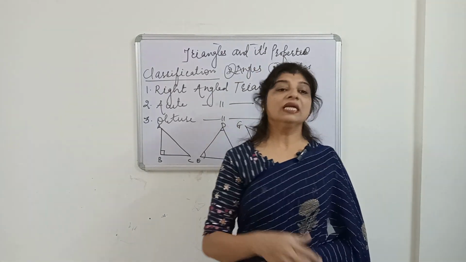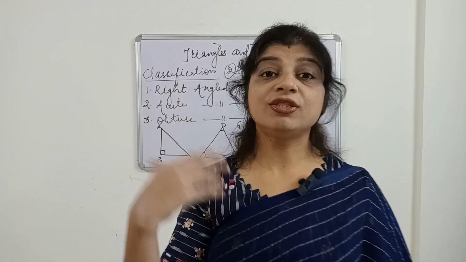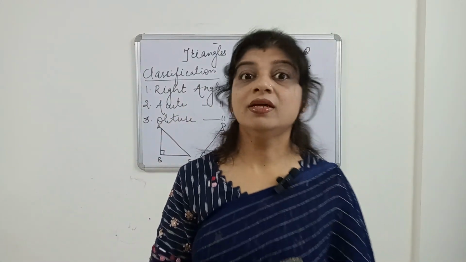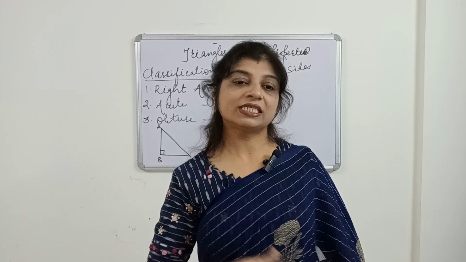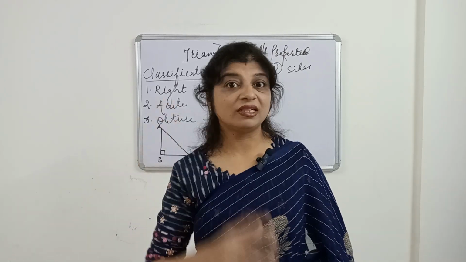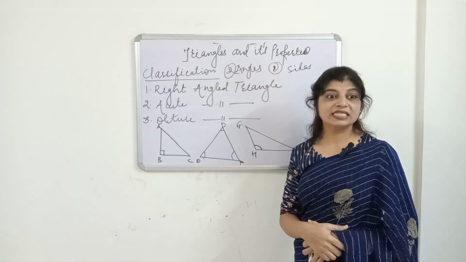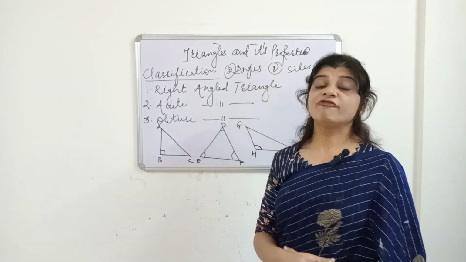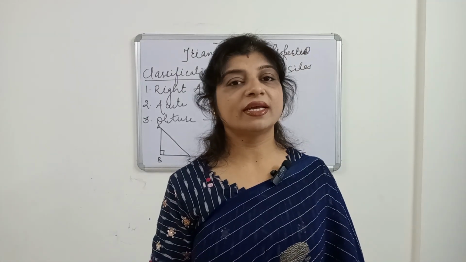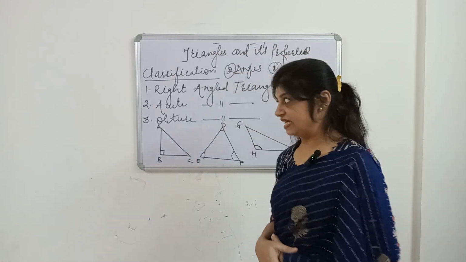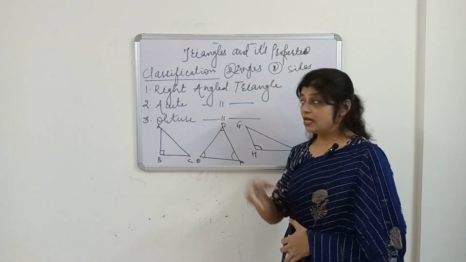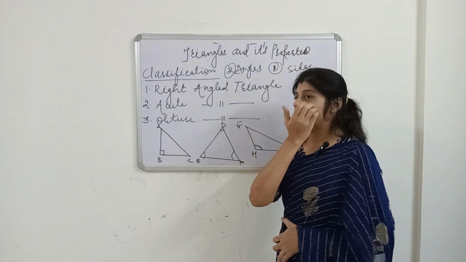Why triangle? Because the angle sum property of a triangle is different for other geometrical shapes, where ultimately the summation changes. So the angle sum property of a triangle states that the sum of the measures of the 3 angles of a triangle is always 180 degrees. This is one. And next is exterior angle property.